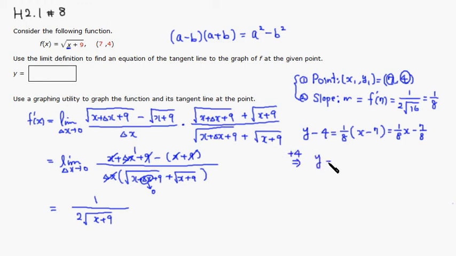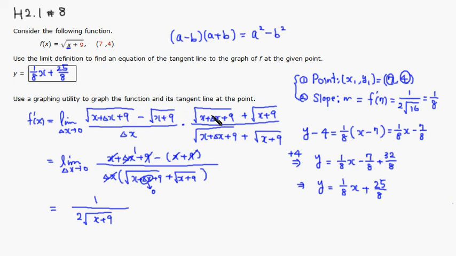So you're going to have y equals 1/8 x, then we add 4 to the negative 7/8 that was there. 4 is the same thing as 4 times 8, which is 32, so 32/8. Which means that y is equal to 1/8 x plus 25 over 8. So the tangent line is y equals 1/8 x plus 25/8.